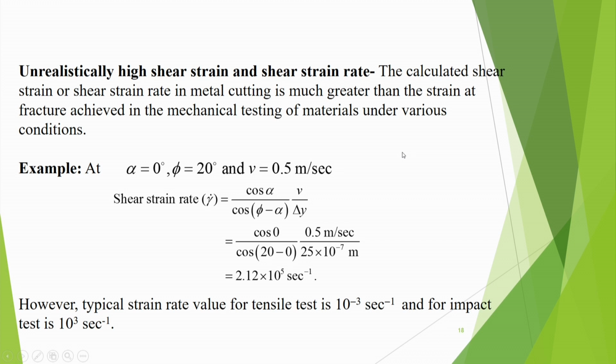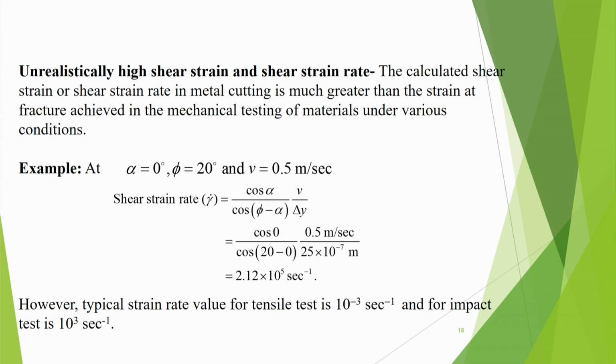Stokoe feels that the strain rate may not actually be that high, it may be only of the order of 10 per second, but these theories predict 10 to the power 5 etcetera. Calculated shear strain or shear strain rate in metal cutting is much greater than the strain at fracture achieved in the mechanical testing of materials under various conditions. I give one example: suppose I take alpha equal to 0 degree, phi 20 degree and V equal to 0.5 meter per second, that means 30 meter per minute.